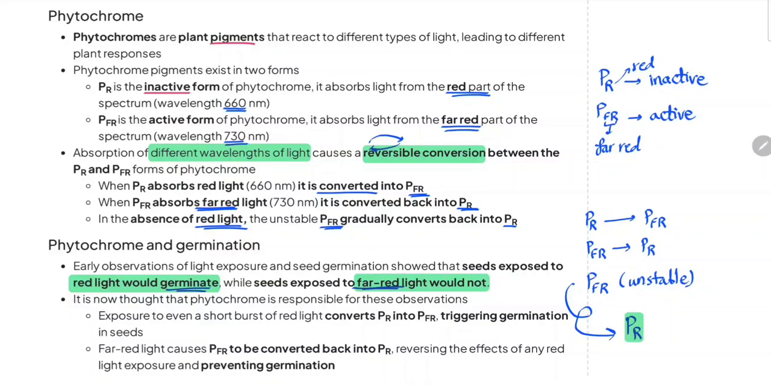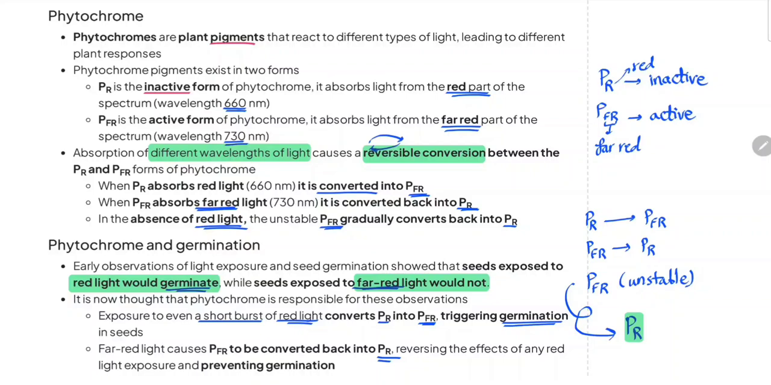It is now thought that phytochrome is responsible for this observation. Exposure to even a short burst of red light converts the PR into PFR, and this triggers germination in seeds. However, far red light causes the PFR to be converted back to PR, and this reverses the effect of any red light exposure and prevents germination.